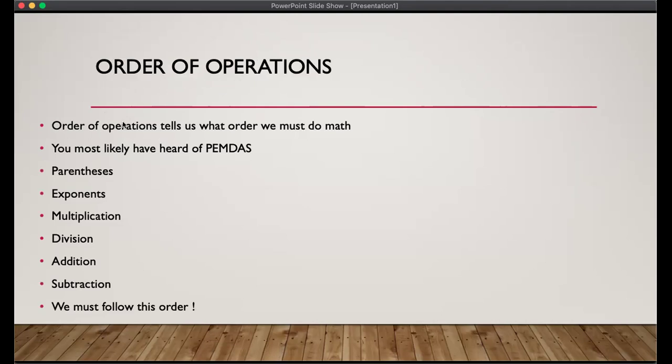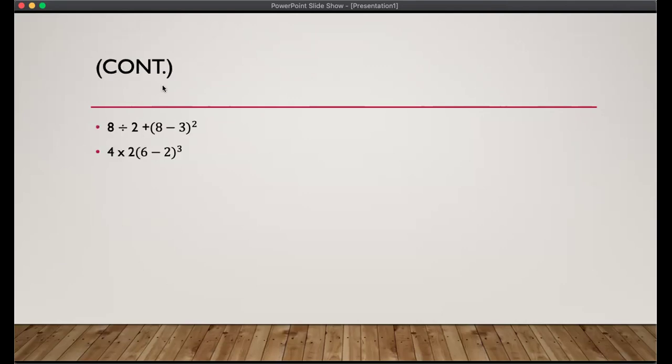Order of operations, right? Order of operations just tells us how we do the math. So the first thing you want to do is parentheses. Parentheses come first, then exponents, then multiplication, then division, then addition, and then subtraction. And we have to follow this order. All right, so let's work with this real quick.